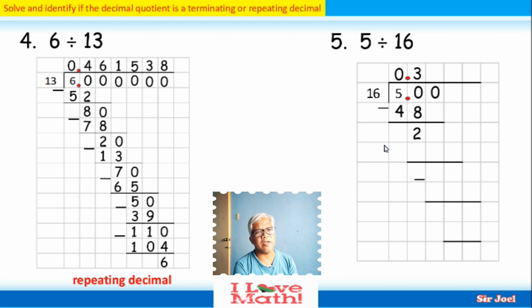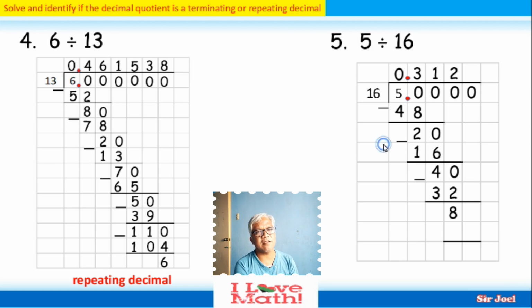Add 0, bring it down. 20 divided by 16 is 1. 1 times 16 is 16. 20 minus 16 here is 4. Then add 0, bring it down. 40 divided by 16, the answer is 2. 2 times 16 is 32. And 40 minus 32 here is 8.